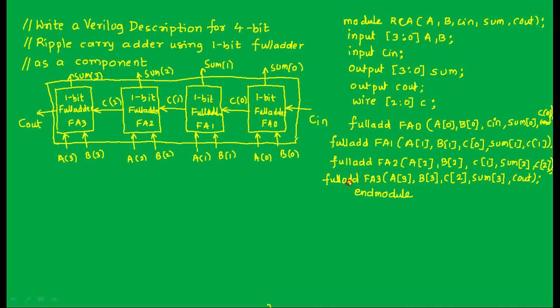The description for the full adder is not written earlier, so that description you can write here. Module: the name should be the same as the name that we used for this component, full add. The inputs I can name as A, B, Cin, and outputs I can name as sum, Cout.